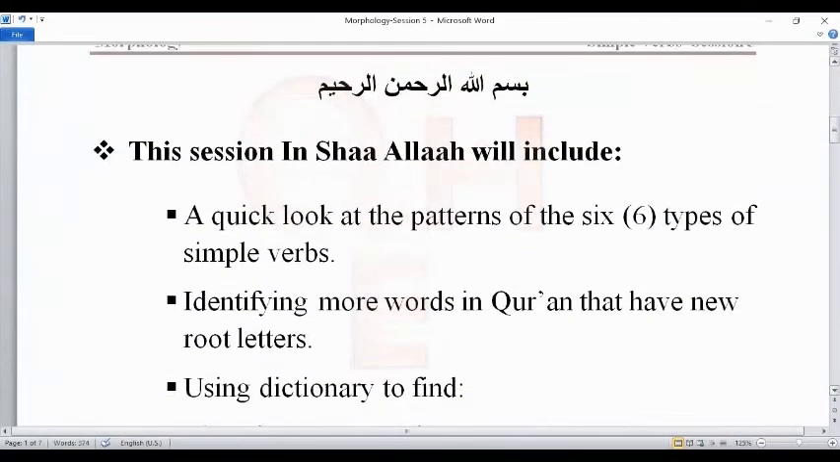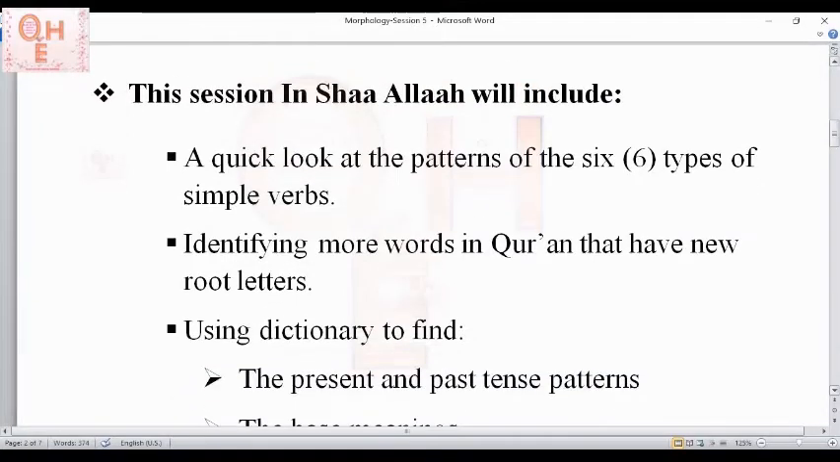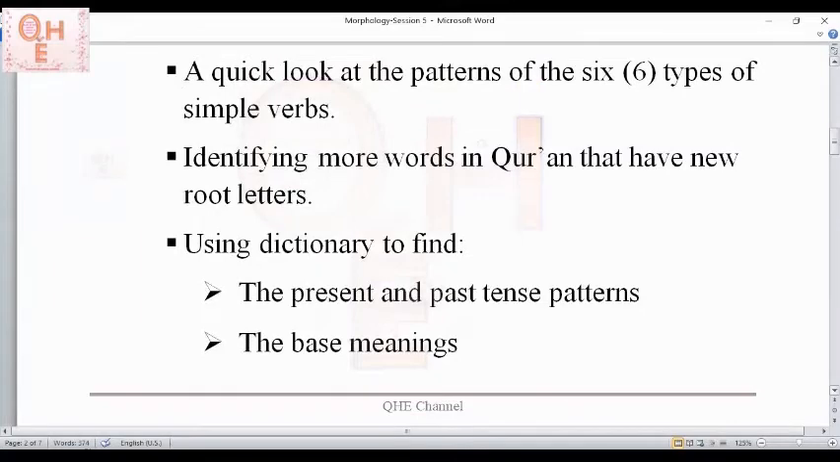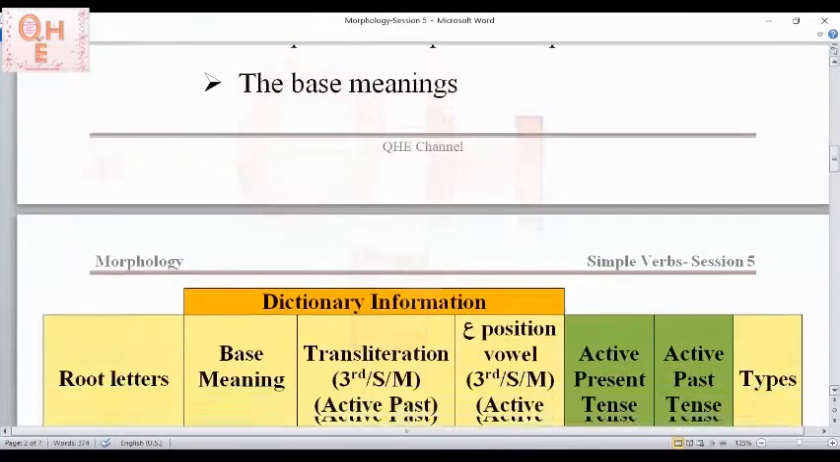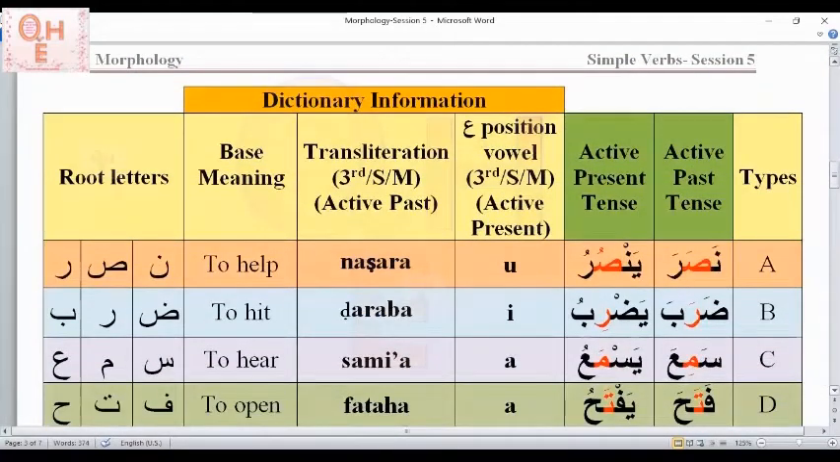Bismillahir Rahmanir Rahim. In this session, inshallah, we will take a quick look at the patterns of the 6 types of simple verbs. We will also identify more words in the Quran that have new root letters. We will also use the dictionary to find the present and past tense patterns pertaining to the new root letters and also the base meanings. First, let's take a quick look at the 6 types of simple verbs.